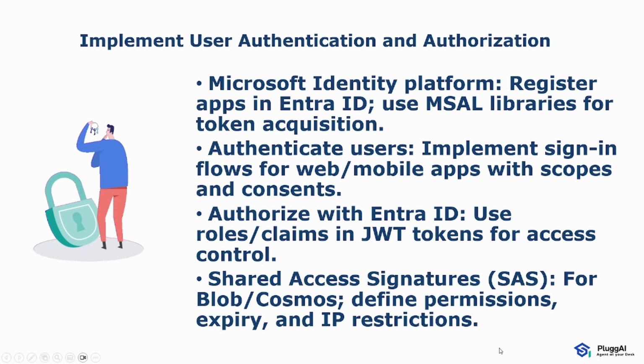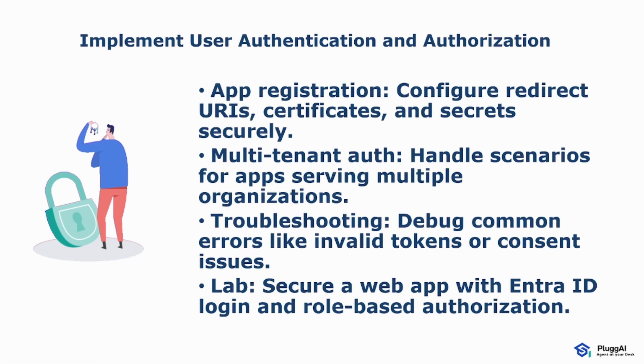Register app, add delegated, on behalf of user, or application permissions. Use MSAL to get a token with the scope https://graph.microsoft.com/.default. Then call the Graph SDK for users, groups, mail, etc.